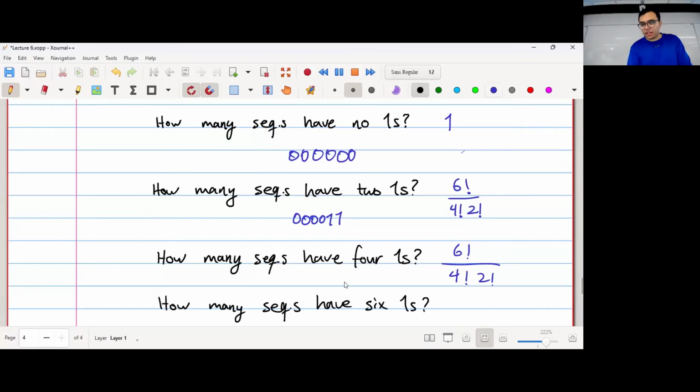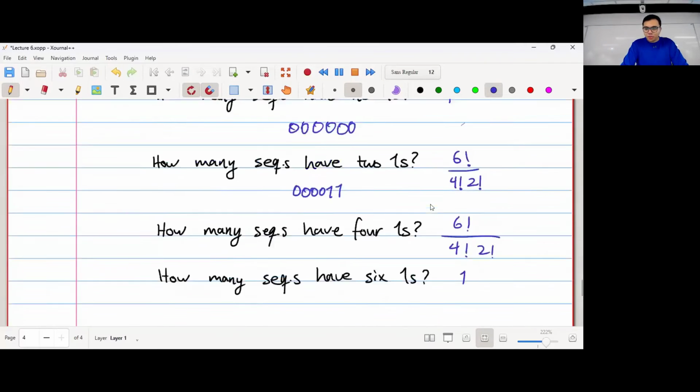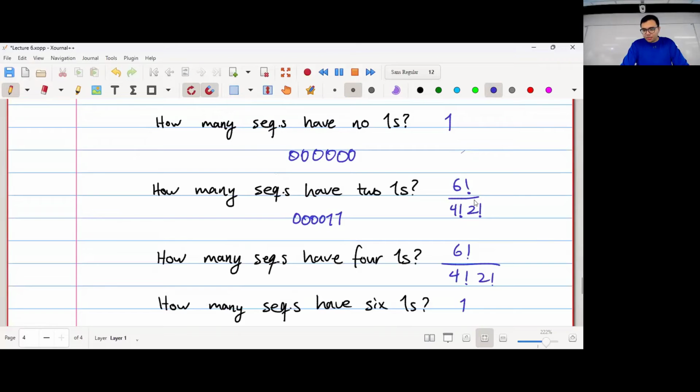And this is just 1. Right. Because if it's 6 ones, it's just 6 ones, there's 1 way to do this. So my answer is just the sum of these 4 cases. Because whenever I'm doing casework, of course, I'm using the addition principle. So my answer is 1 plus 6 factorial over 4 factorial 2 factorial times 2 plus 1.